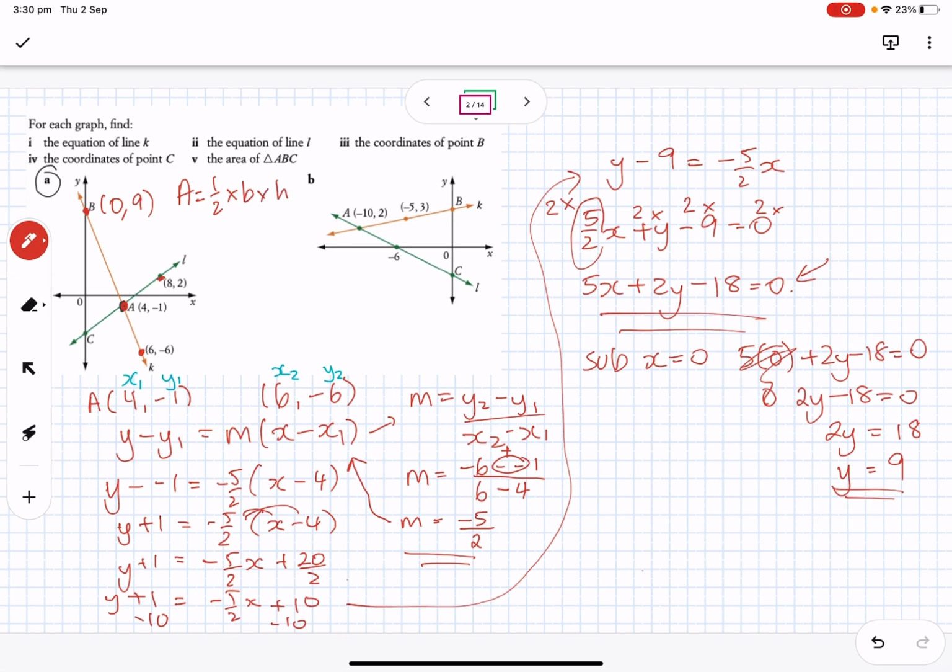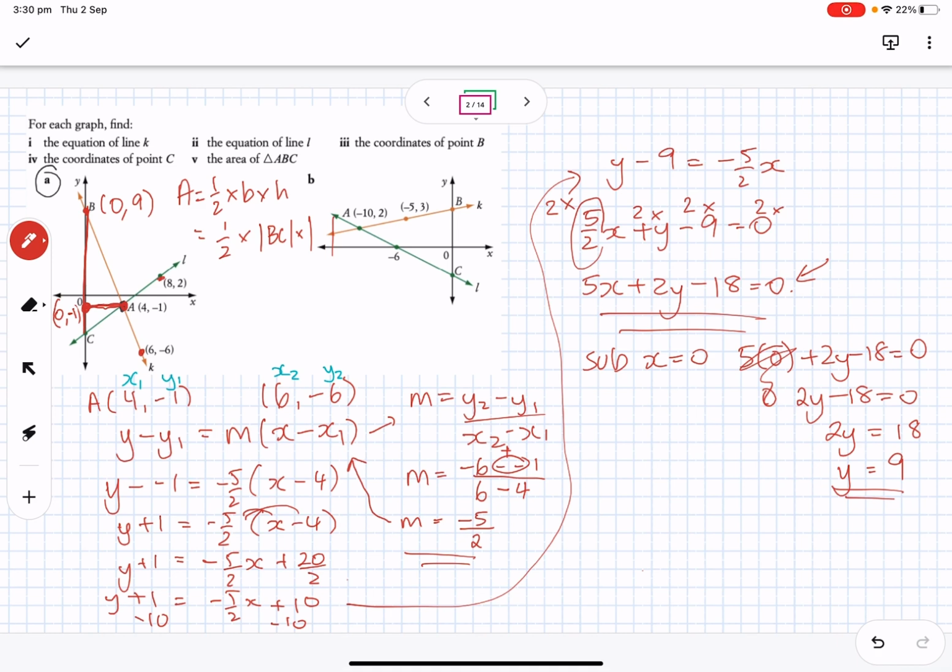Okay, where our base is the distance between B and C. So find the distance between BC. And then we need to find the height. So we need to find this distance here. And when it hits the y-axis, that point is going to be 0 on the x, and our y value will be -1. Okay, so we need to find that distance and times that here.